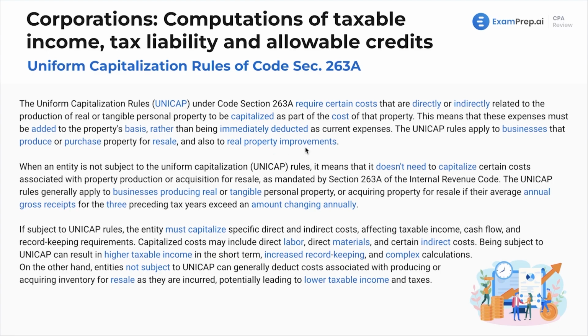Now let's take a step back. Why is this important? Why are we even talking about this? Well, because for book purposes, it's better to capitalize than expense because an expense is a reduction in your net income, whereas capitalization increases your assets on the balance sheet. It is the opposite for tax purposes. You want to take expenses, which are immediate deductions, as compared to capitalizing. Capitalizing means you have deferred expenses. You can't take those. You'll eventually have to depreciate, amortize, etc.